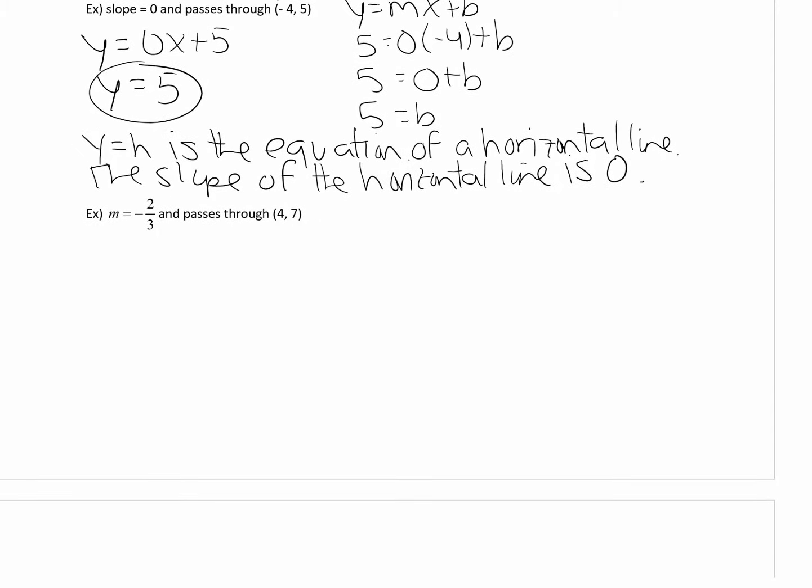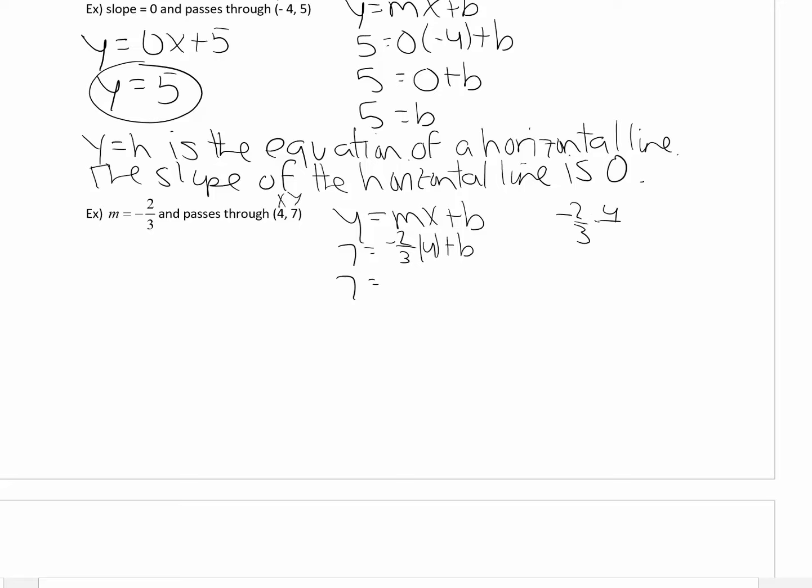So now we have a slope of -2/3, and it passes through this point. Again, not the y-intercept because the x-coordinate is not 0, so we need to calculate what the value of b is going to be. Substitute in. So let's multiply on the side. It's -8/3.